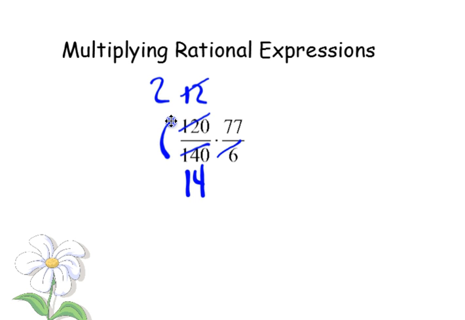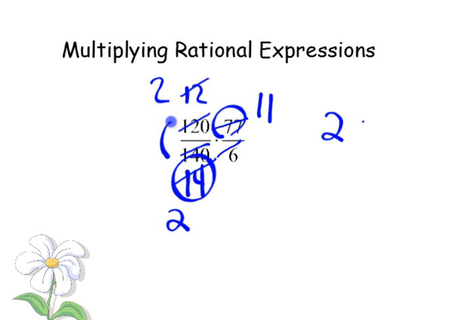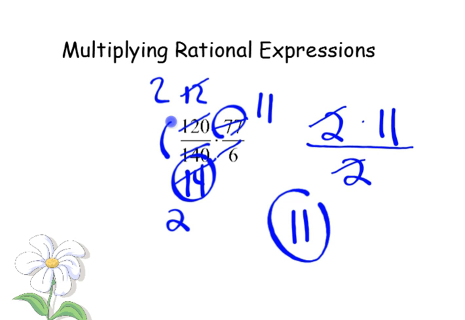So we have a 2 here. 14 and 77 are both divisible by 7, so we're going to do that. We're going to get a 2 down here and an 11 up here. And it's getting a little messy, so sometimes you might want to rewrite it. We have 2 times 11 over 2. We still have 2's that will cancel, and so when we multiply completely, we get 11.